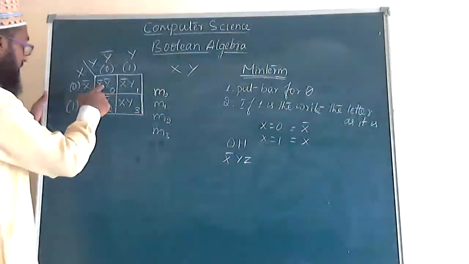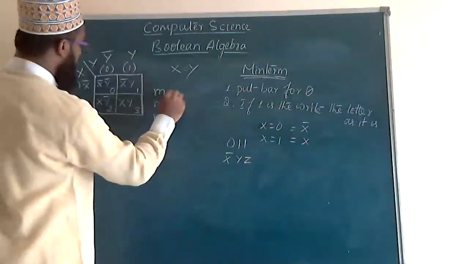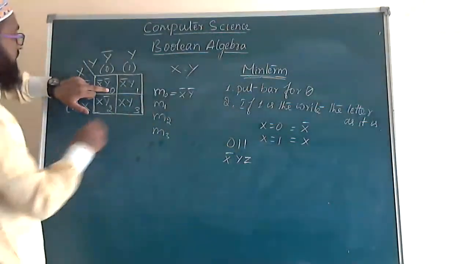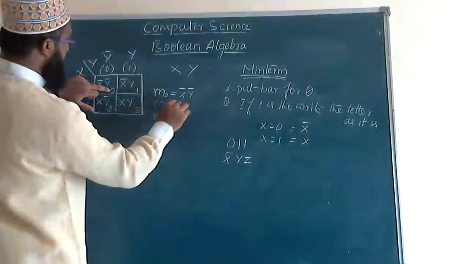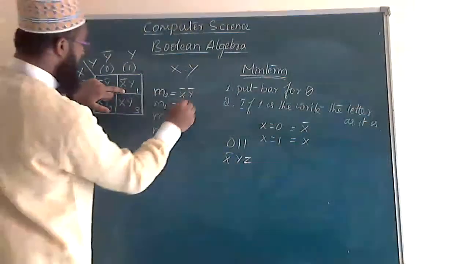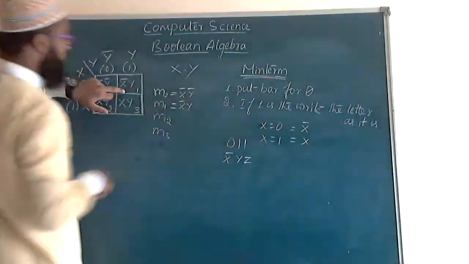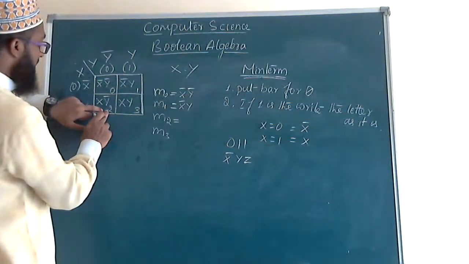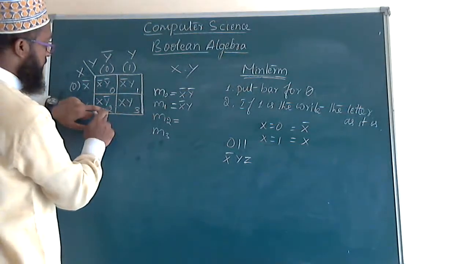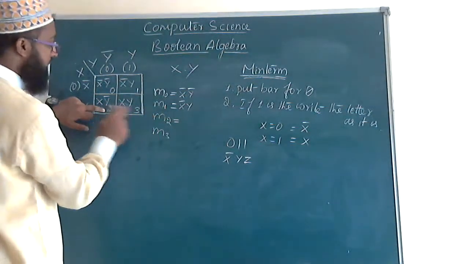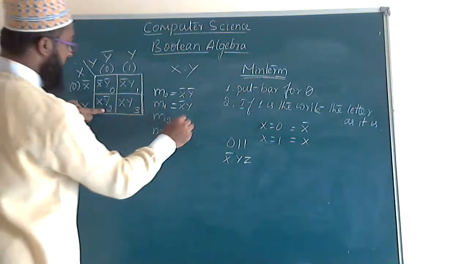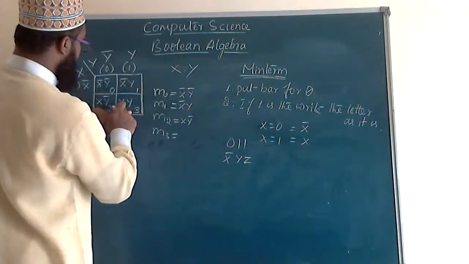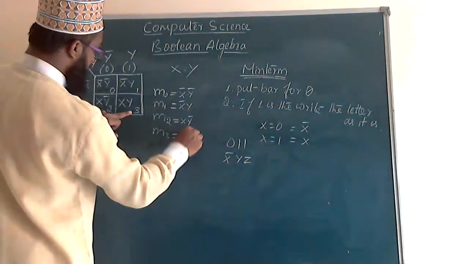Those products are, first for m0, x bar y bar. And m1, which is this square: for m1 the value is x bar y. Then for m2, this square, the expression is x y bar. Then 3 means m3, and the expression is x y.